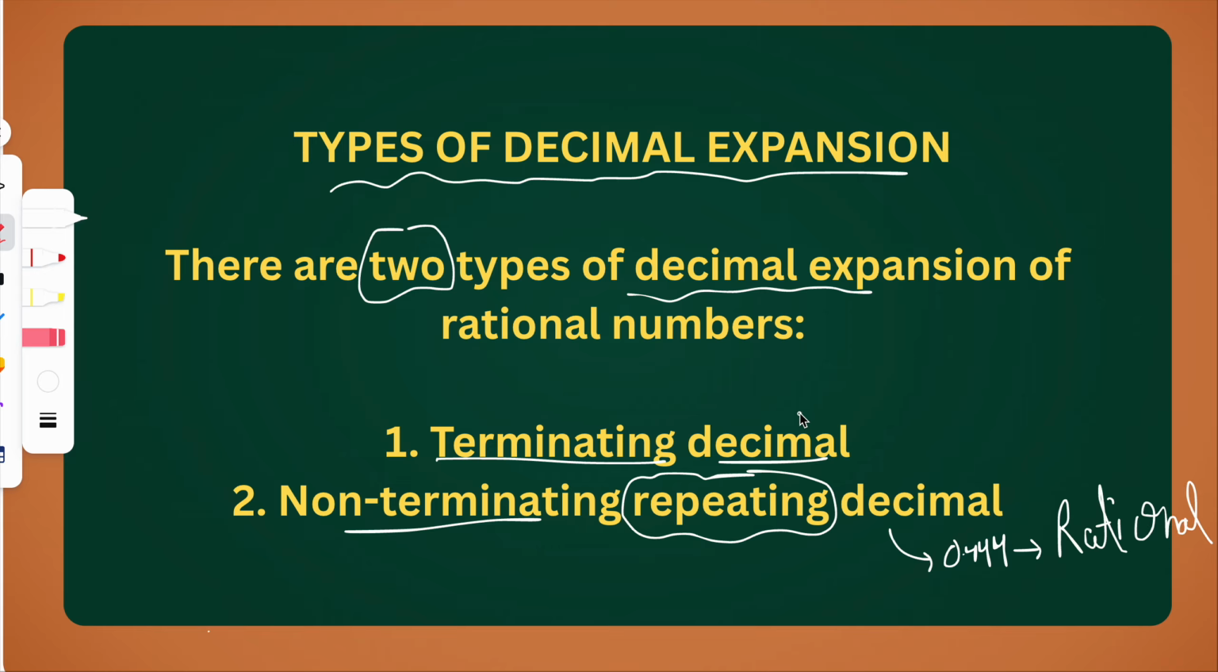And I hope you guys also remember that terminating decimals are decimals which have an ending point, and these types of decimals are also known as rational numbers. Got it? Okay, so let's move forward and see the definition and examples of terminating decimals.